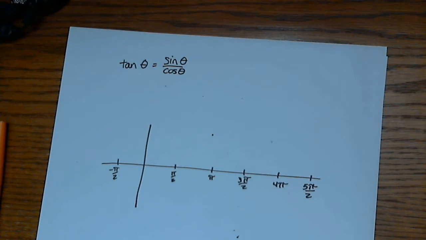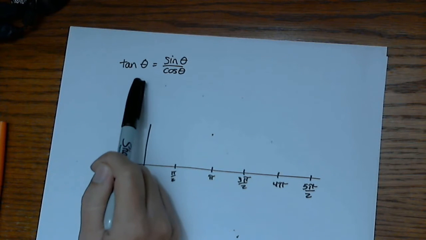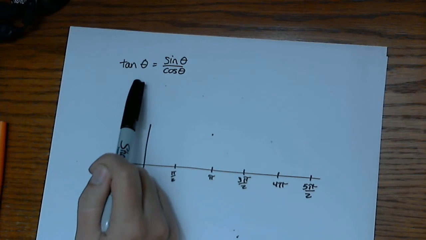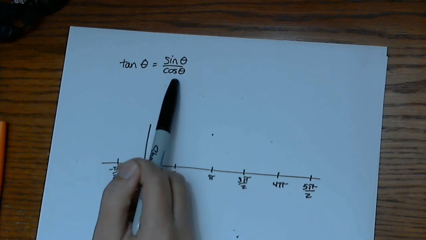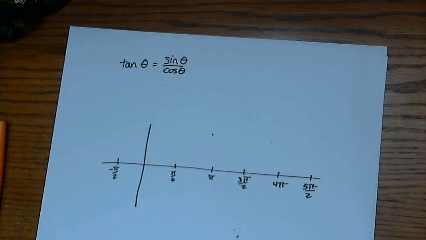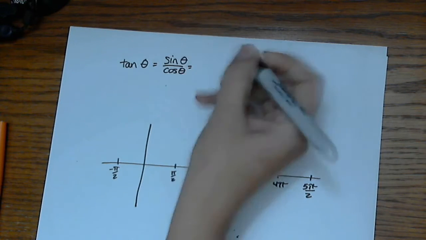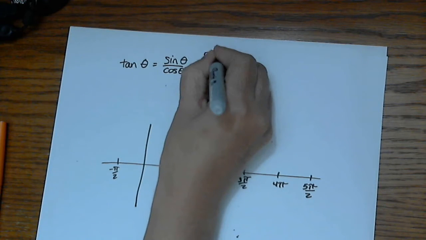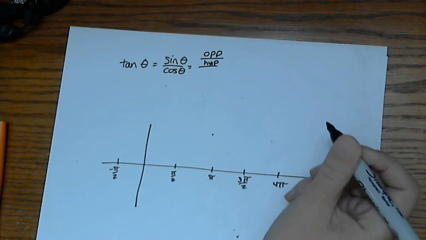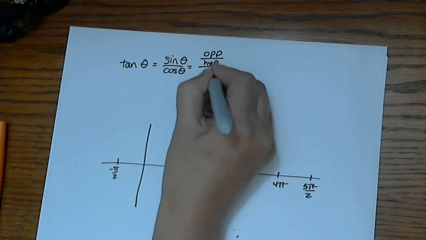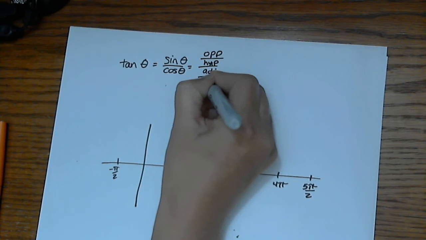We could do the same thing for the tangent curve. Now, tangent of theta, if you didn't know this before, is equal to the sine of theta divided by the cosine of theta. If you don't believe me, let's do a quick and dirty little proof of this. Sine of theta is the opposite side divided by the hypotenuse, and cosine of the same angle is the adjacent side divided by the hypotenuse.